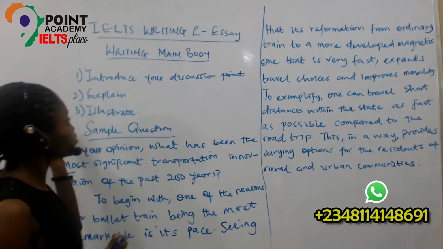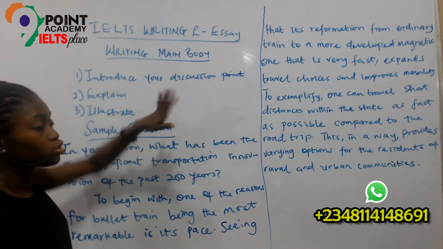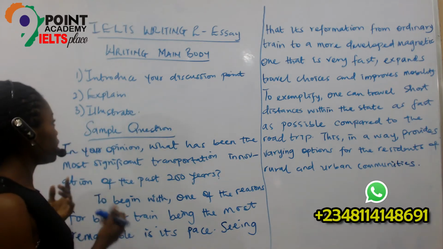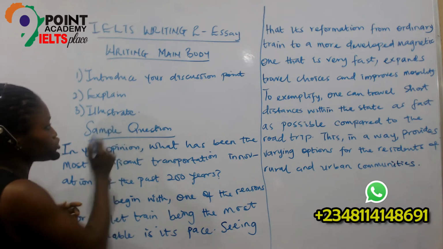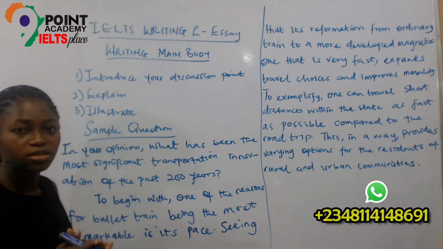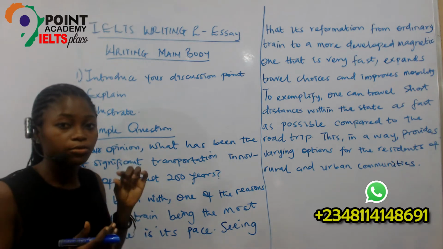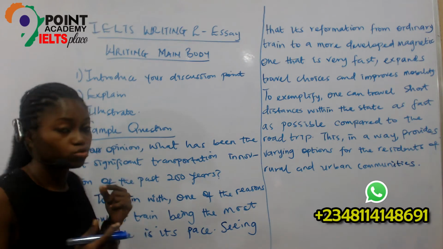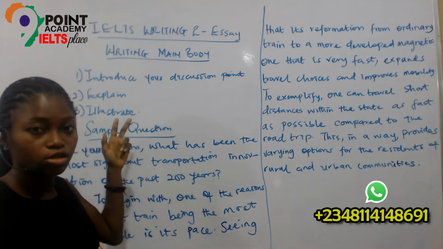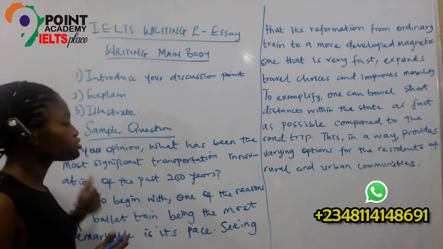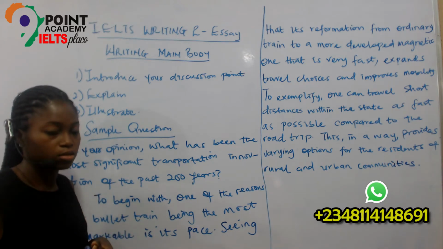Now, the first thing you have to do when writing the main body is to introduce your discussion points. The next thing you do is to explain and you illustrate. These are the three things you have to do for each paragraph. That is, after you're done planning, for each main point you want to discuss, you first introduce it, you explain it, and you illustrate. You need to note that when you're illustrating, you need to give clear and appropriate examples.